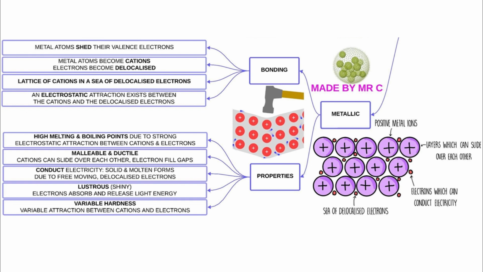Metallic substances are also lustrous, which means shiny. This is because the electrons absorb the light and then release it. Metallic substances also have variable hardness, which means that some are soft and some are hard, like lithium or sodium are very soft, and iron, on the other hand, is very hard. This is due to the variable attraction between the cations and the sea of delocalized electrons.